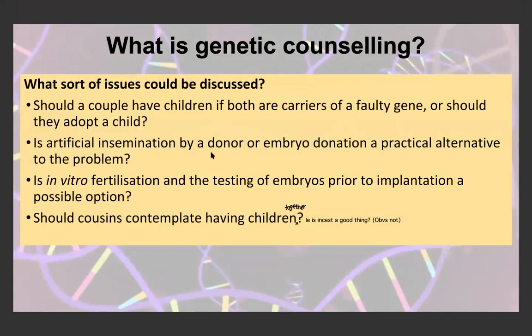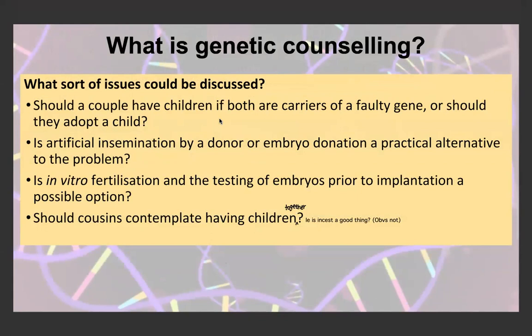So some sort of issues that can be discussed is if this couple comes to the genetic counselor and they say, okay, we've got a history of this disease in the family, I know that I'm a carrier and my husband's a carrier, should we have children? And the genetic counselors can say, okay, well, these are the symptoms of the disease, this is the life expectancy, this is the probability of you having children with the disease.